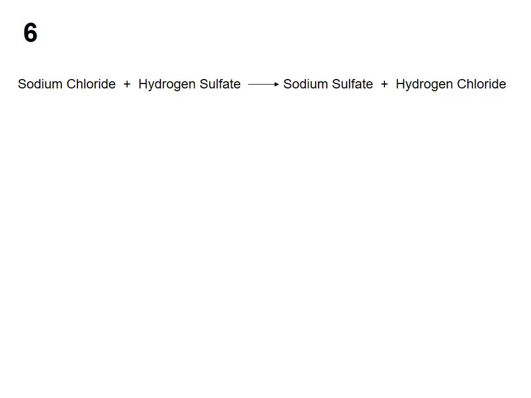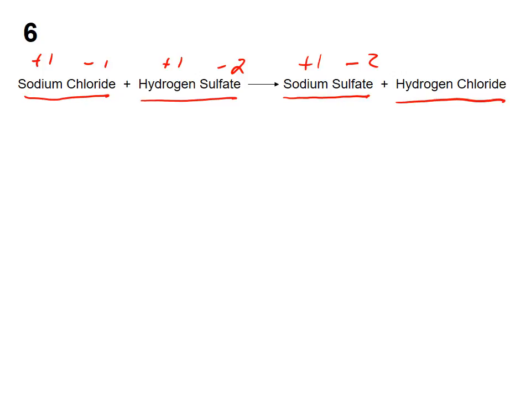Okay, so on number 6, again, I've got sodium chloride, compound, plus hydrogen sulfate, compound, producing sodium sulfate, another compound, plus hydrogen chloride. So I go through and I write down my oxidation numbers. I got plus 1, minus 1, plus 1, minus 2, plus 1, minus 2, plus 1, minus 1. I always just do that at the beginning so that I know when I'm writing out my compounds.